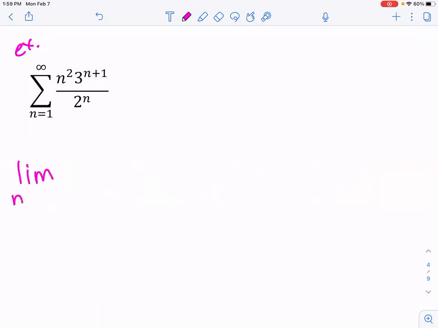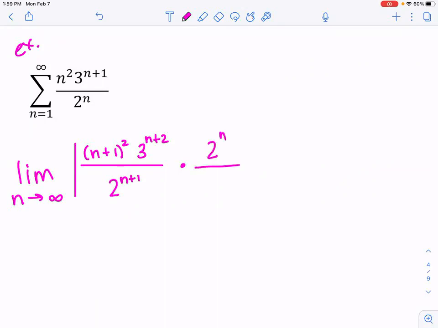So we have the limit as n approaches infinity. We're going to take a sub n plus 1 divided by a sub n. And I just like to write multiply by the reciprocal because I don't actually want to do the whole big fraction. So a sub n plus 1 divided by a sub n.